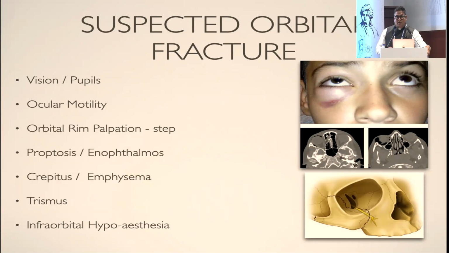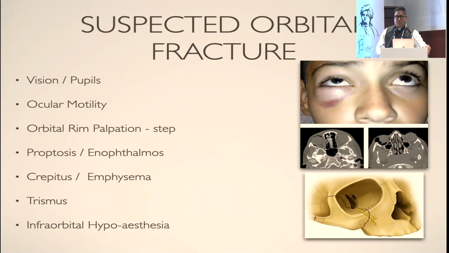Palpate the orbital rim to check for a step deformity that tells you that the rim is involved in a fracture. Check for enophthalmos. If there is an entrapment along with prolapse of the orbital fat into the maxillary sinus, the eye does go into enophthalmos, and this is one of the things, like I mentioned, is a progressive condition that evolves over time. Enophthalmos worsens immediately after trauma and continues to worsen over time.